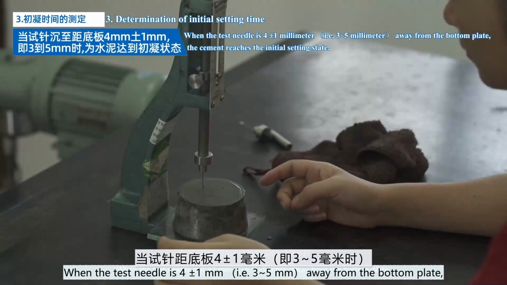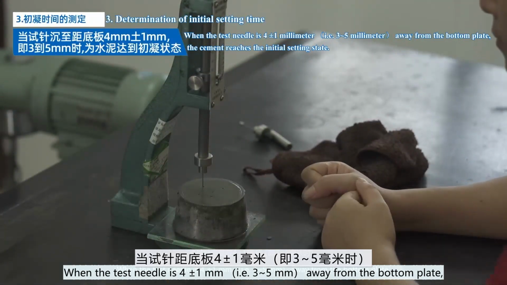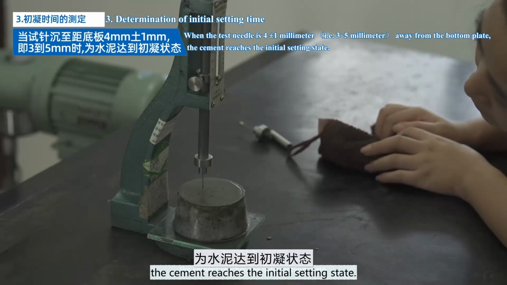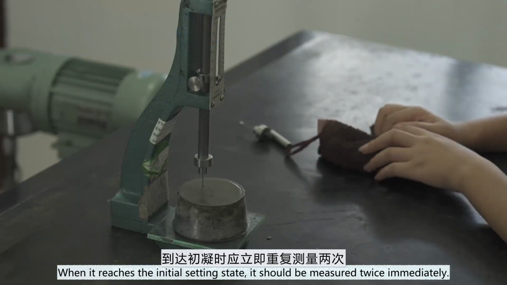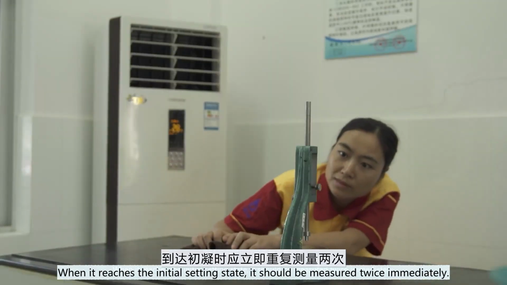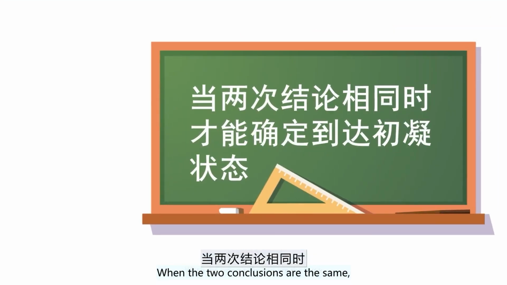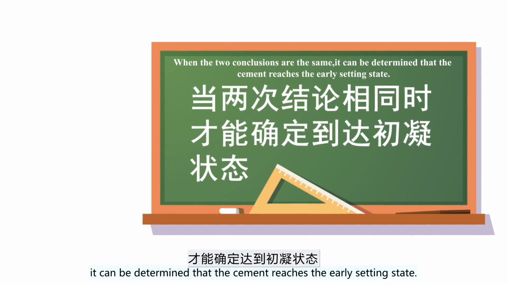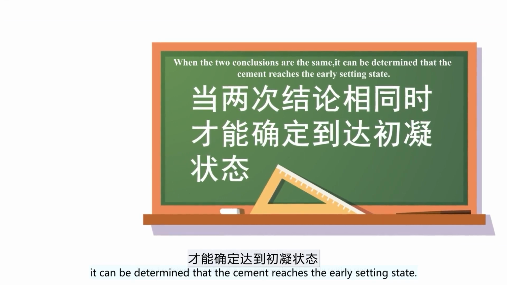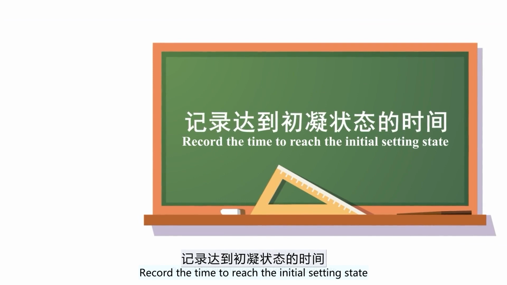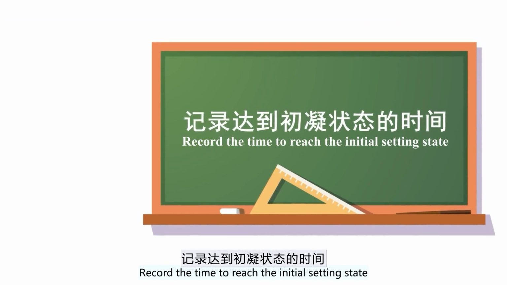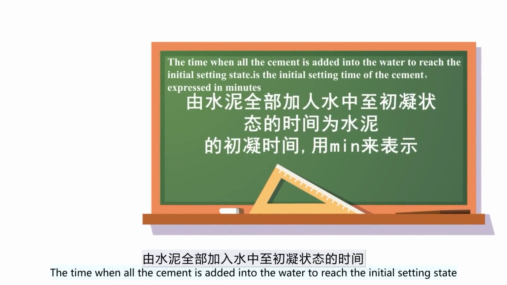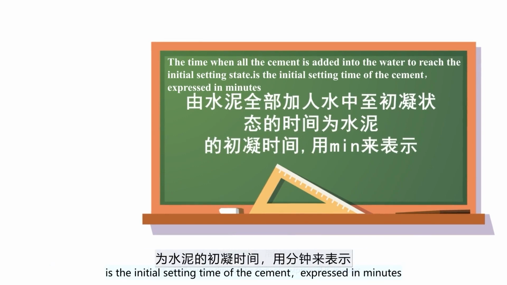When the test needle is 4 plus or minus 1 mm, i.e., 3 to 5 mm, away from the bottom plate, the cement reaches the initial setting state. When it reaches the initial setting state, it should be measured again immediately. When the two conclusions are the same, it can be determined that the cement reaches the initial setting state. Record the time. The time from when all the cement is added into the water to reaching the initial setting state is the initial setting time of the cement, expressed in minutes.